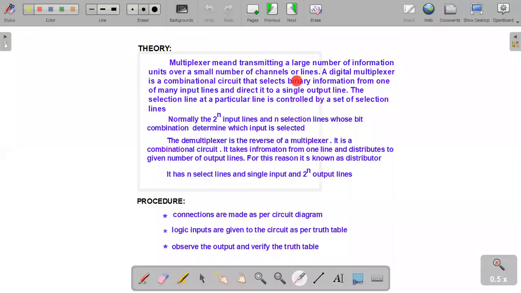A multiplexer is a circuit which converts 2 power n input lines into a single output with the help of n selection lines. Whereas a demultiplexer is the reverse of a multiplexer. It distributes one input into 2 power n output lines using the same n select lines.